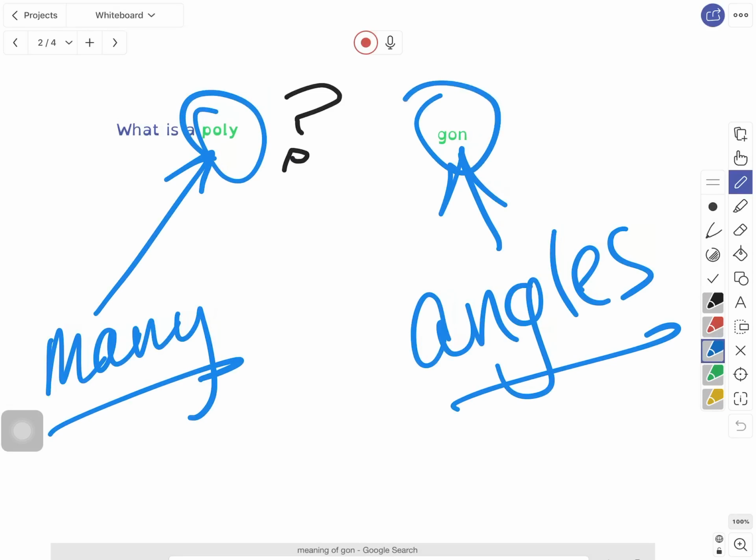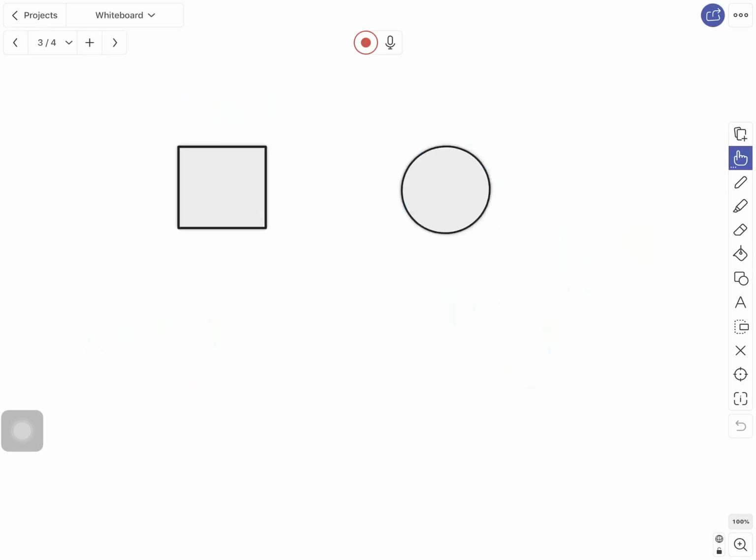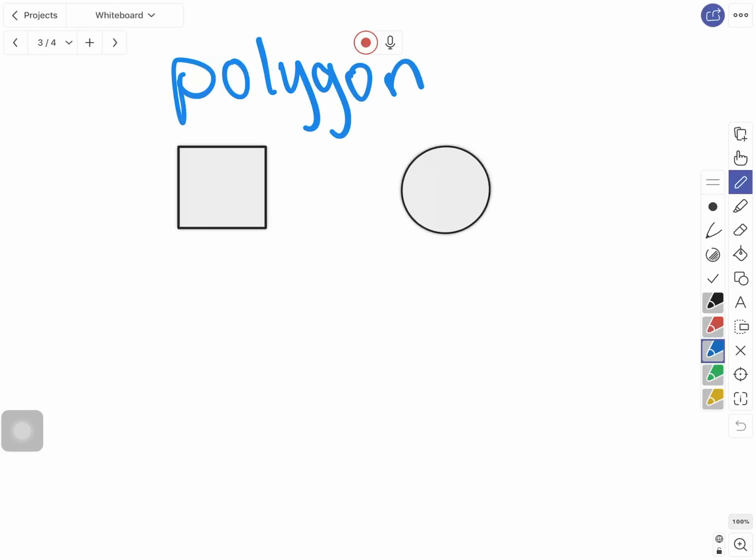Just break it apart. Well, I know poly means many. I know gon means angles. So then think about other words that you know that have those roots in them. So first off, let's look at these. Which one's a polygon? Well, which one has many angles?